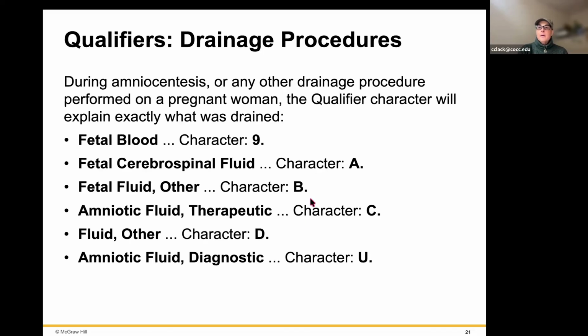So for character 7, the qualifier, we're also looking at amniocentesis. This could pertain to the amniocentesis or other OB drainage procedures. In this case, the qualifier tells you exactly what fluid was drained, so you cannot default to Z. You must check the documentation and match the fluid type to the correct qualifier. So we have character 9, fetal blood, character A, fetal cerebrospinal fluid, and so forth. A question that you want to ask yourself is, was fluid drained, and was it diagnostic or therapeutic?